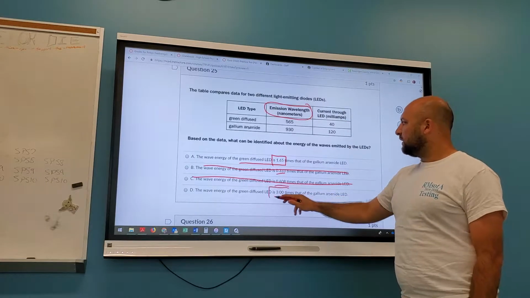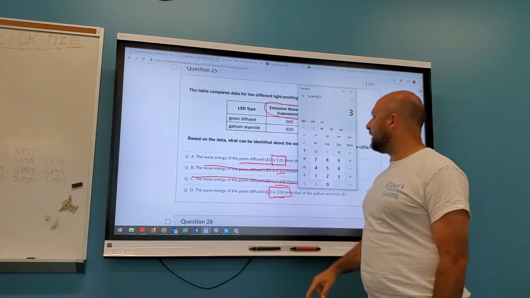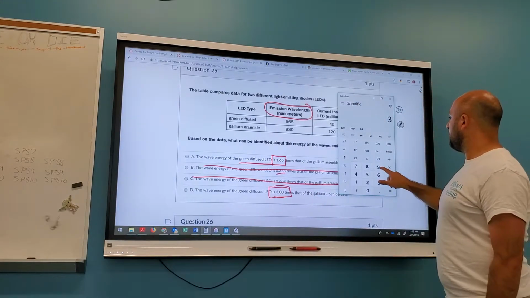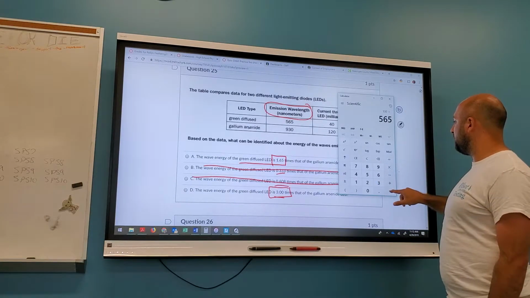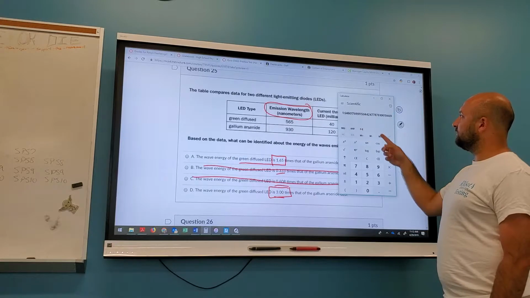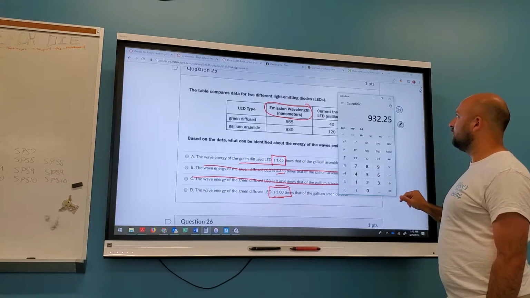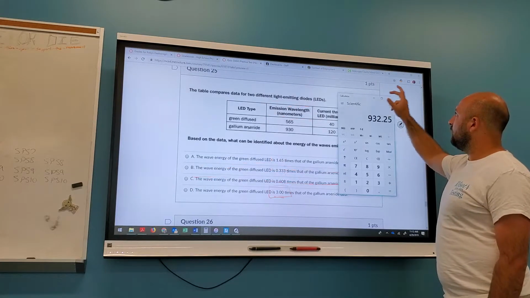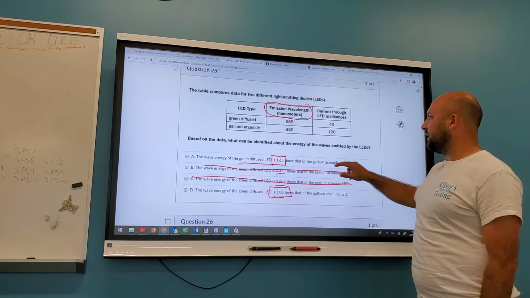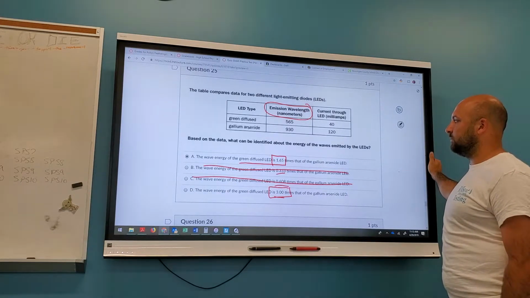So the question becomes, is it 1.65 or is it 3? Well, one way to find that out is to take 930 and divide by 565. That will tell me how much to multiply by. And I get 1.65. So 1.65 times 565 will give me that number. Although I think I did that weirdly, I think this is the correct answer. But yes, that should be the answer we get.